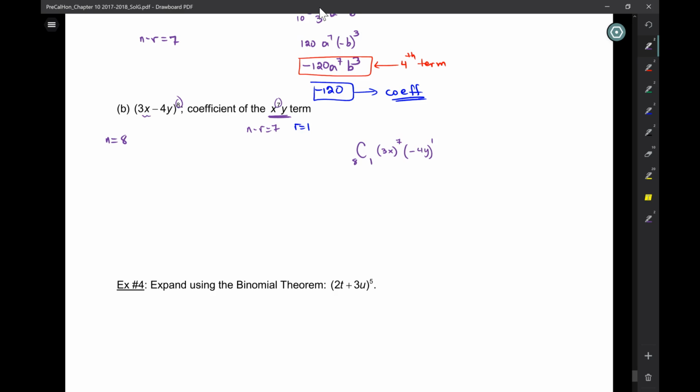When it's a 1, it's always easier. You don't even have to go on your calculator because it's 8 factorial over 7 factorial, 1 factorial. So it's just 8. Or you could put it in your calculator. And then it's 3 to the 7, negative 4, x to the 7, y. Now when we multiply all those out, negative 69,984 is your coefficient.